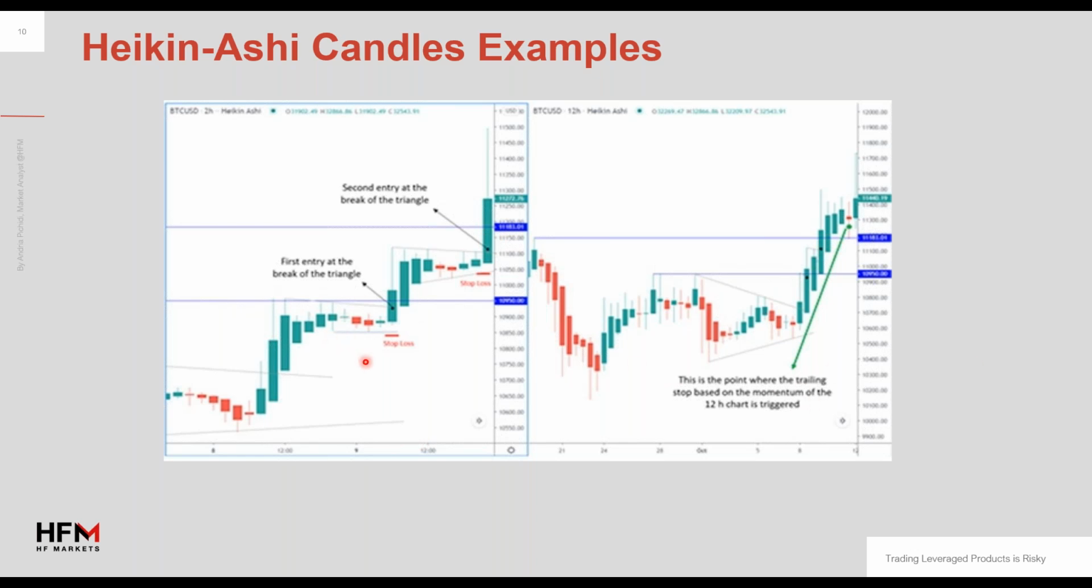And you can consider the bottom of this pattern as your stop loss, or as your stop loss order, where you will incur your risk this way.